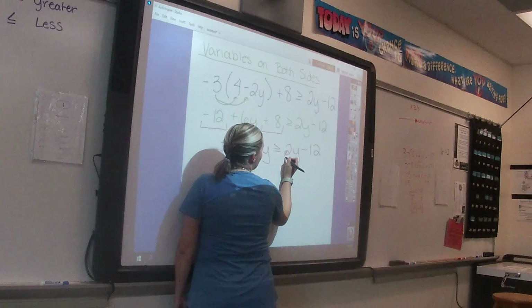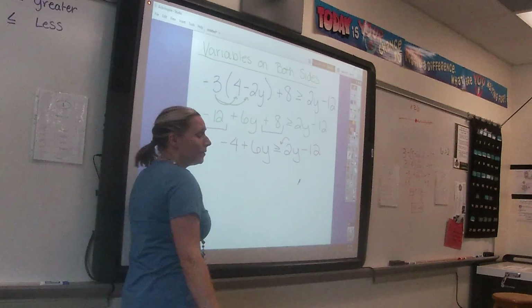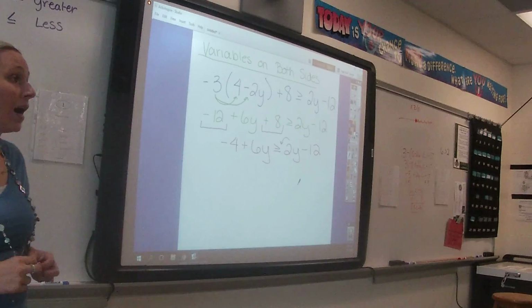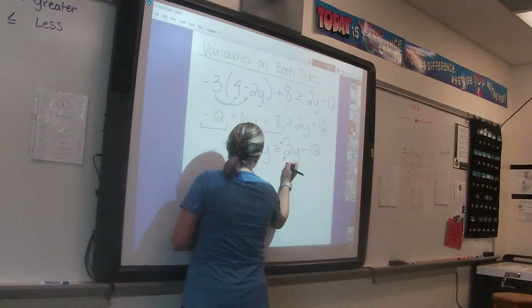So if we move this 2y, is this 2y positive or negative? Positive. They are on opposite sides of the inequality, so we need to use the opposite sign to get them together.